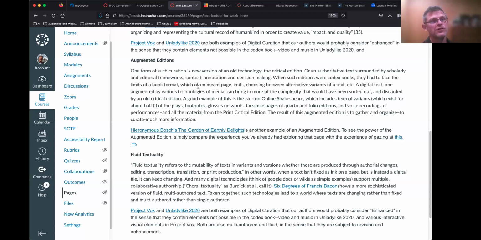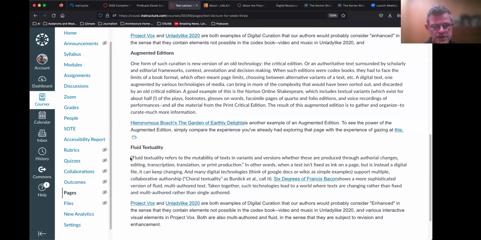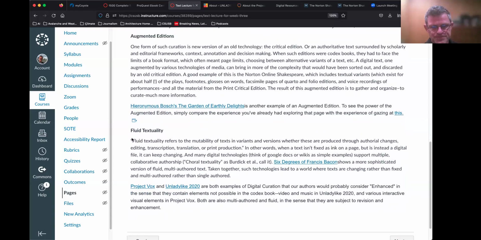And also, it's limited by the fact that once the ink's dried, the book is done, right? And so if there's some huge new stride in scholarship, then you've got to release a new edition of the book. But if you've already bought the book for $60 and it's on your shelf, you may not say, well, I'll go spend another $60 just so I can catch up with that. So that's where this next thing, fluid textuality, comes in, right?